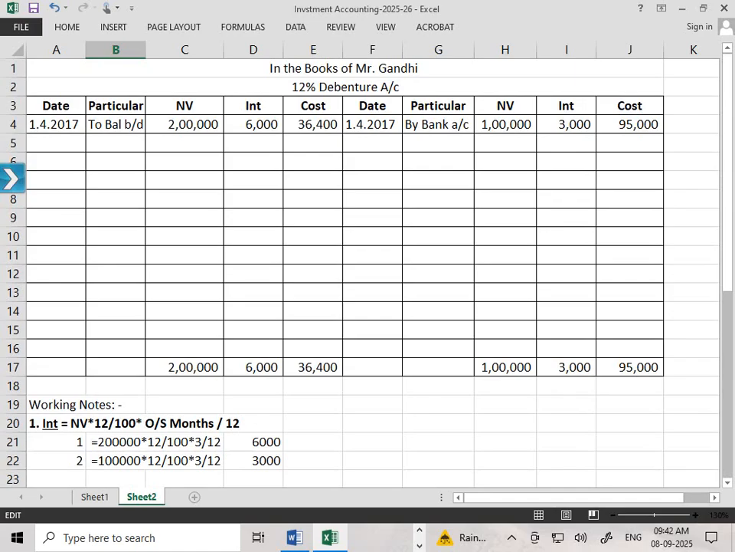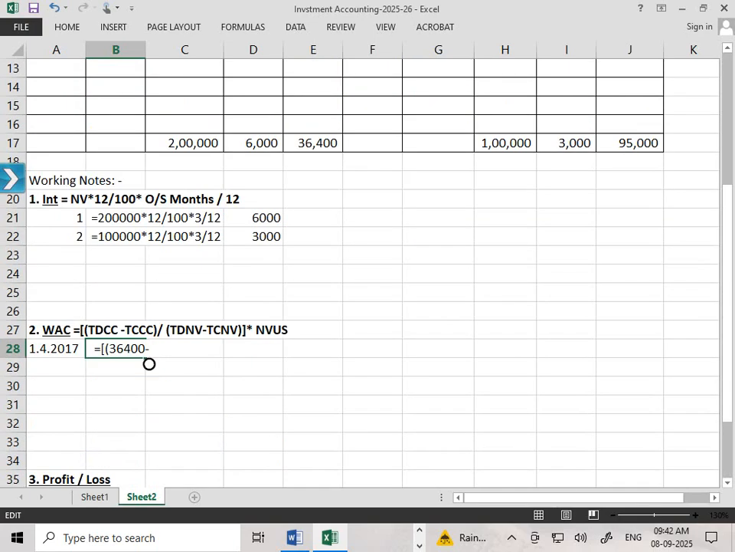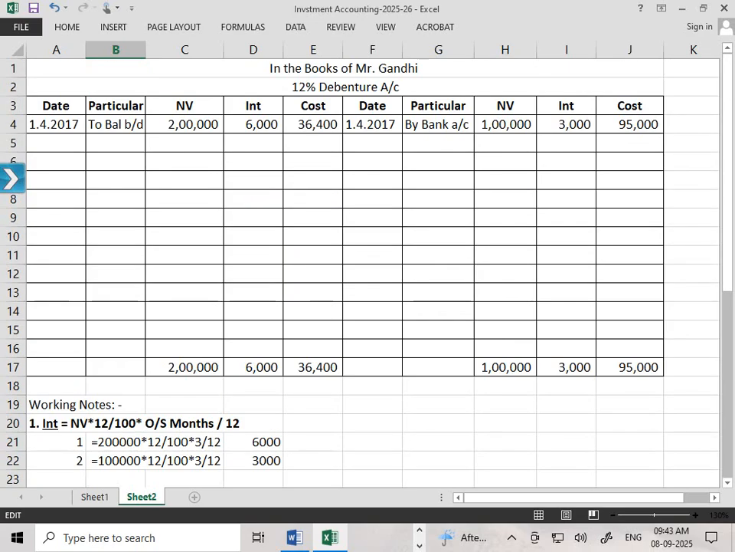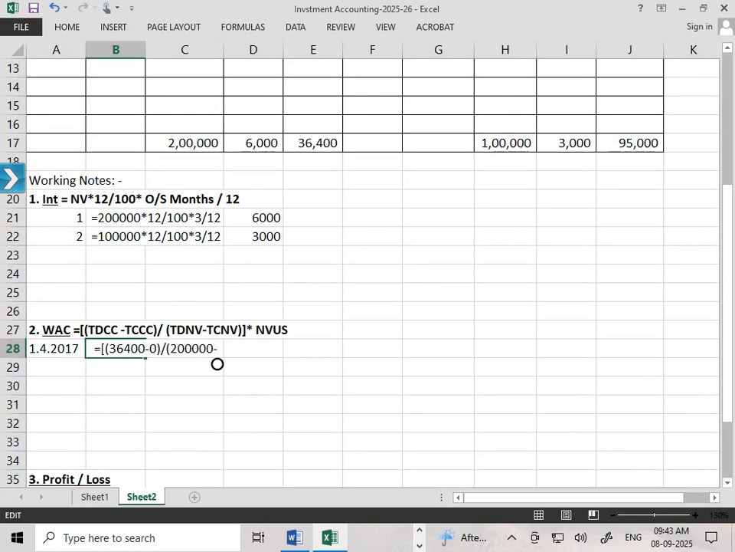But we will not take this 95,000 because that 95,000 is the transaction for which we are calculating profit or loss. So don't take that transaction's value. Okay, so here I will take 0. Divide by the total debit side of the nominal value column. So the total debit side of the nominal value column is what? 2 lakh. Minus the total credit side of nominal value. It is 1 lakh, but don't take that 1 lakh because this 1 lakh is for the transaction. So the transaction we never include.